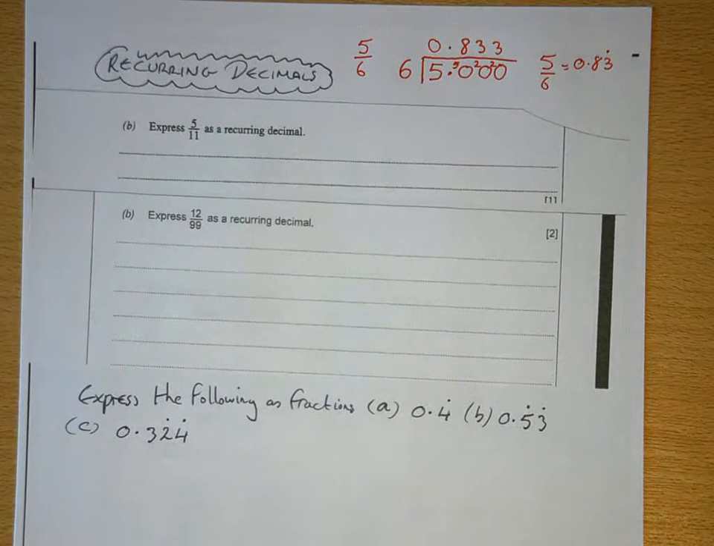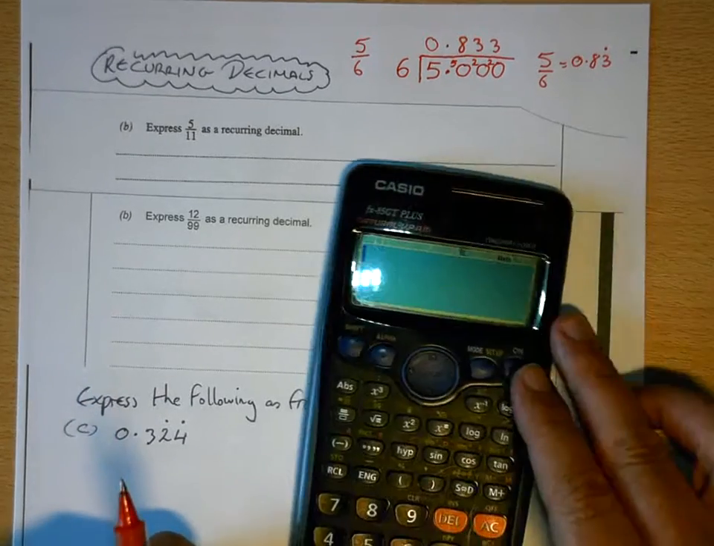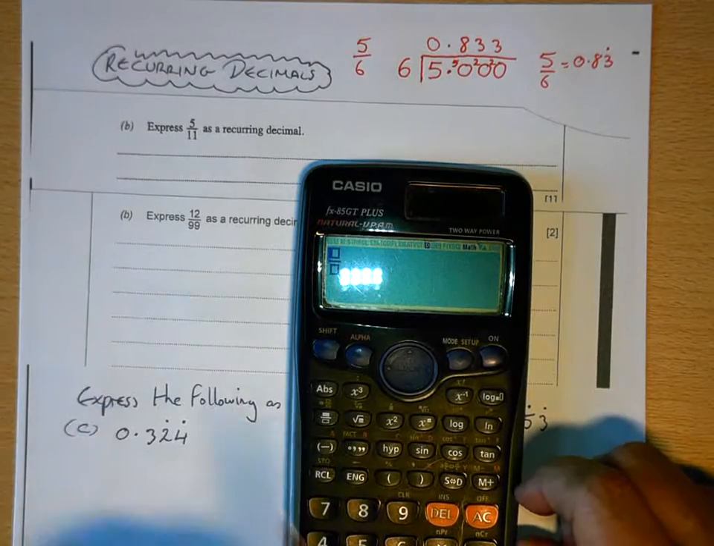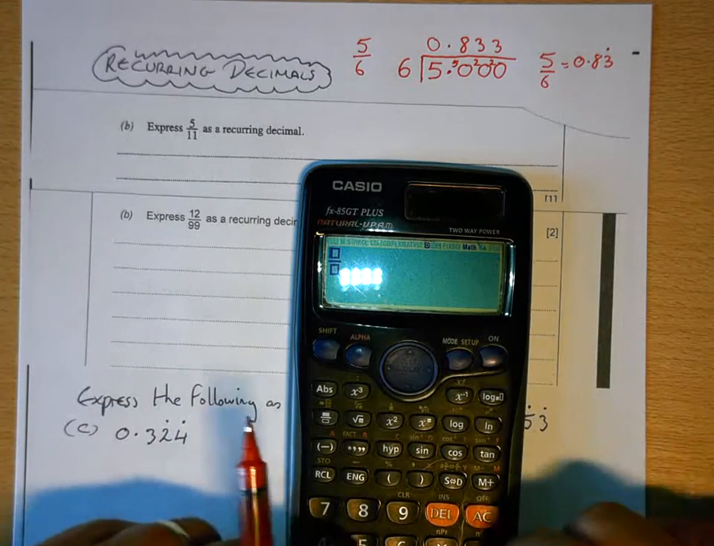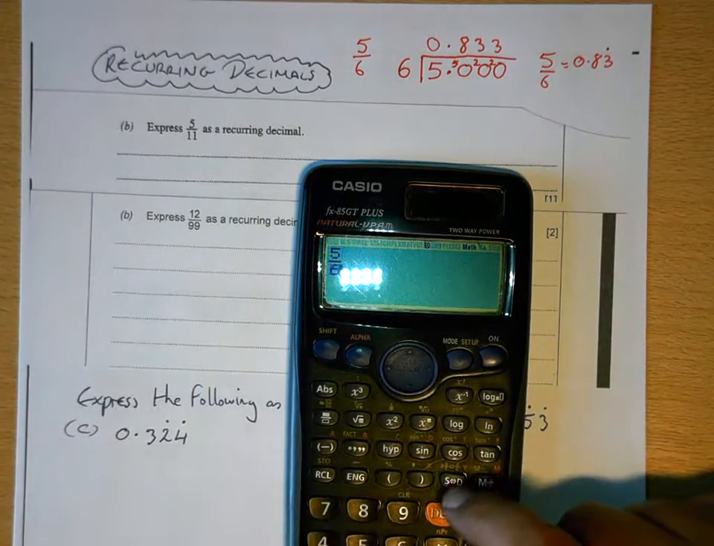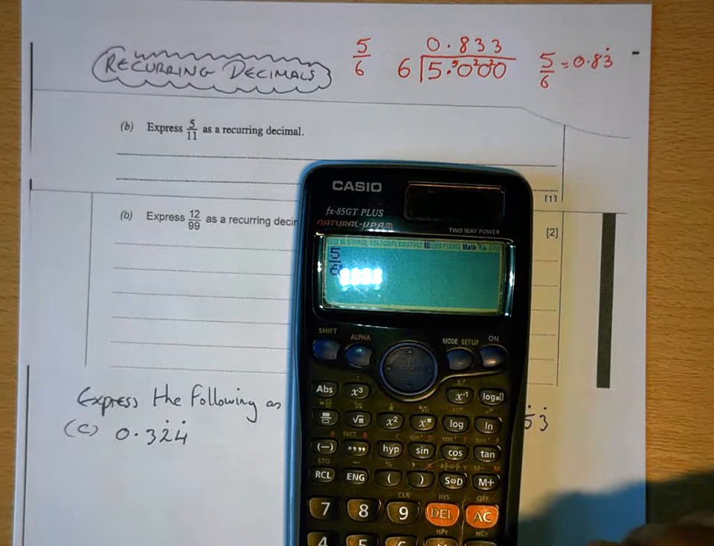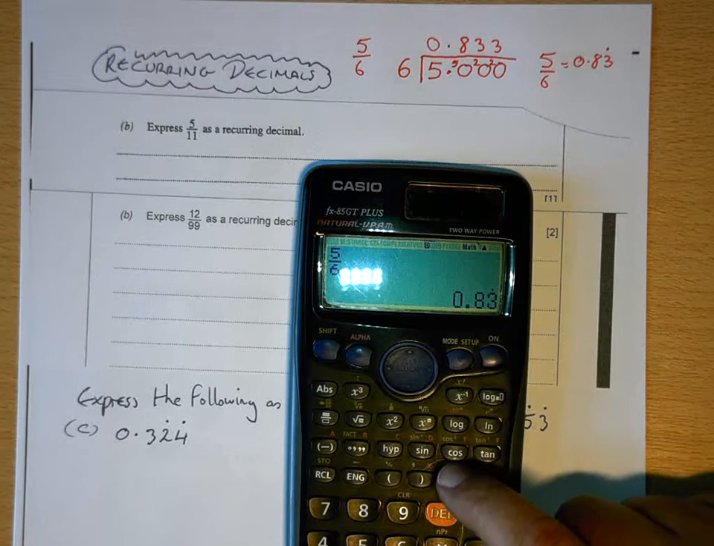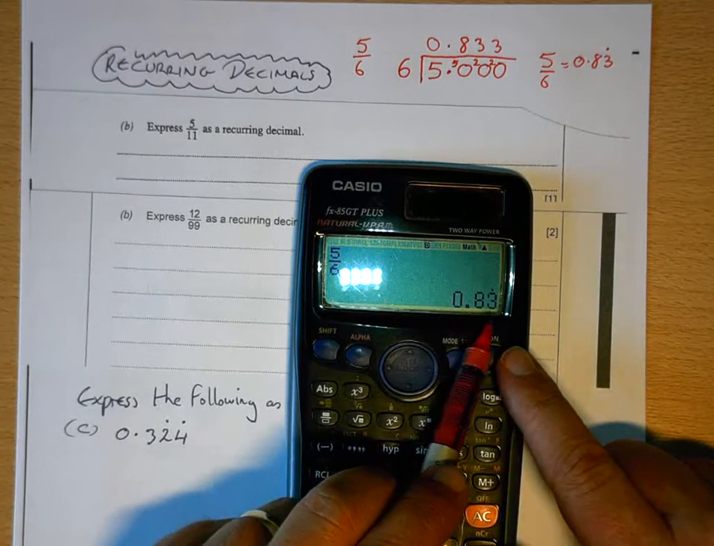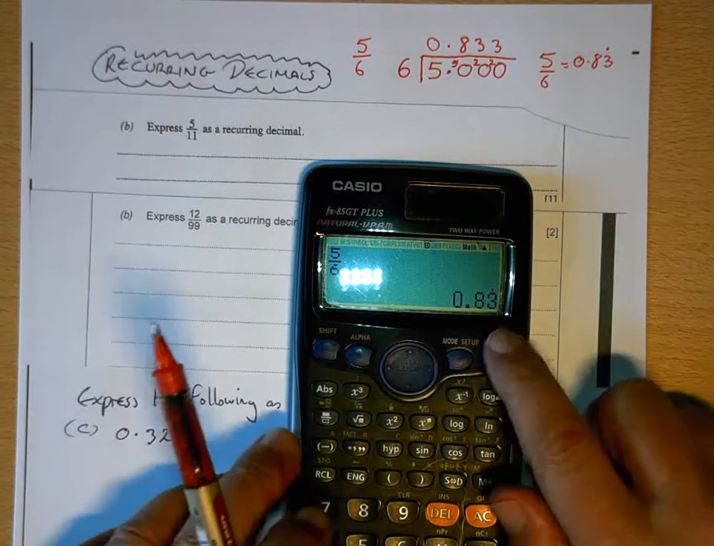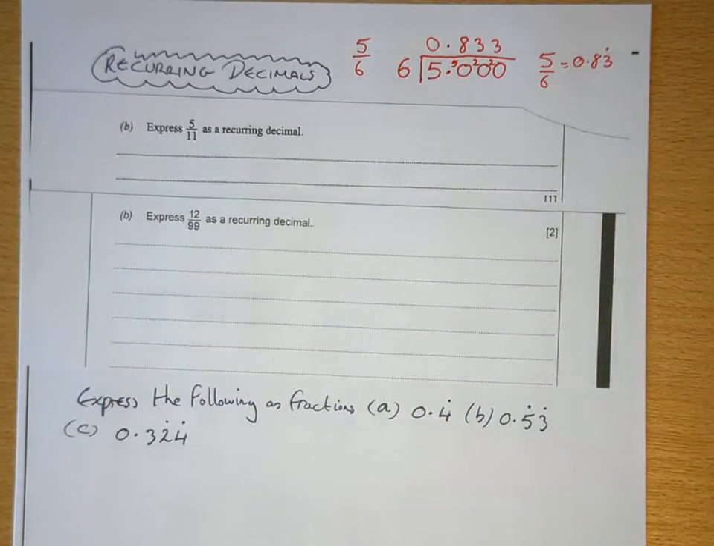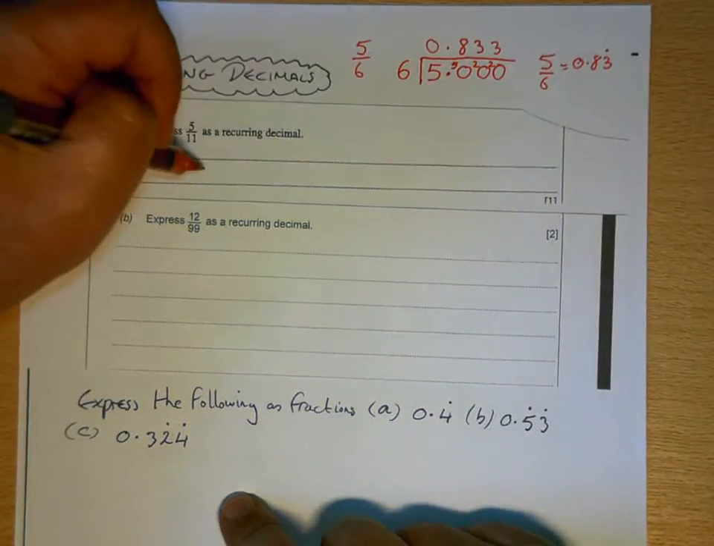Now these are almost always on non-calculator papers, but just to be sure that we're happy that that is in fact 0.83, if we put the fraction button on and do 5/6 and S-D, equals first of all, and then S-D, you can see there's 0.83 with a dot above the 3. So that's your method. So we'll try it with these other two.